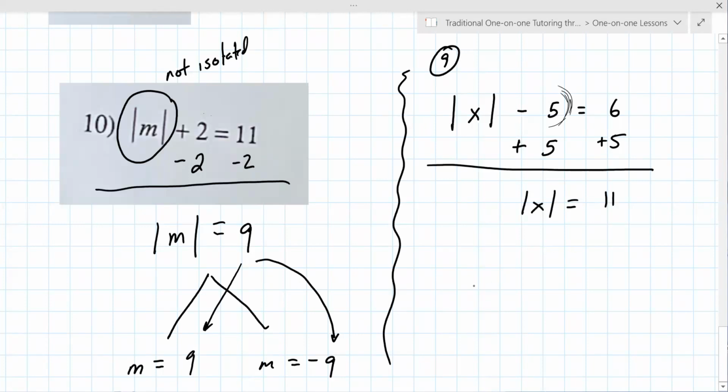And then again, you write x equals. This number comes straight down, and then you negate it on this side here. So one positive and then one negative.